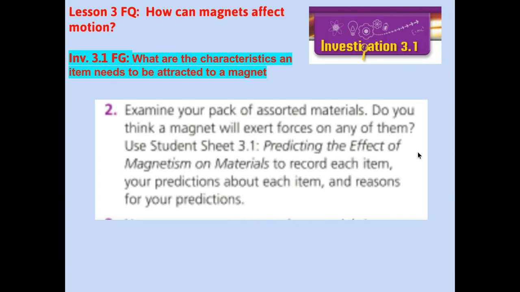And then you're going to examine your packet, and you're going to want to use the student sheet predicting the effect of magnetism on materials to record each item, including your prediction and then the reasons for your prediction. So if you have a little paper clip, you're going to write down paper clip. You're going to write down yes, it is going to be attracted to the magnet, or no, and then the why. Why would it be attracted to the magnet?